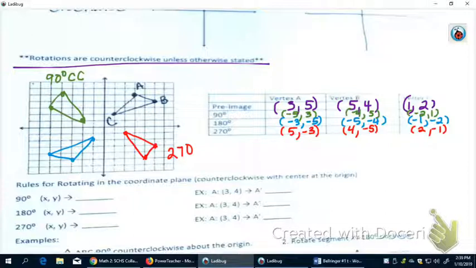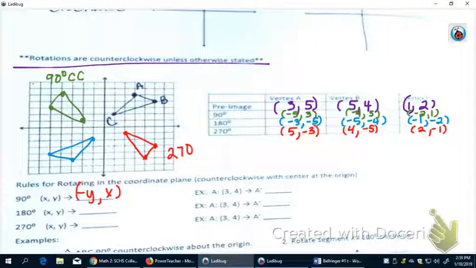So start with the purple. The purple's the pre-image. Okay? Let's look at the green. How does the purple and the green compare? They're backwards. They're backwards, and what else? Negative signs on the X. So the very first one's negative and the second one stays the same. Okay? So this is what happens. If the 3 is X and the 5 is Y, it becomes -y, x. That's what that first one becomes. Okay?